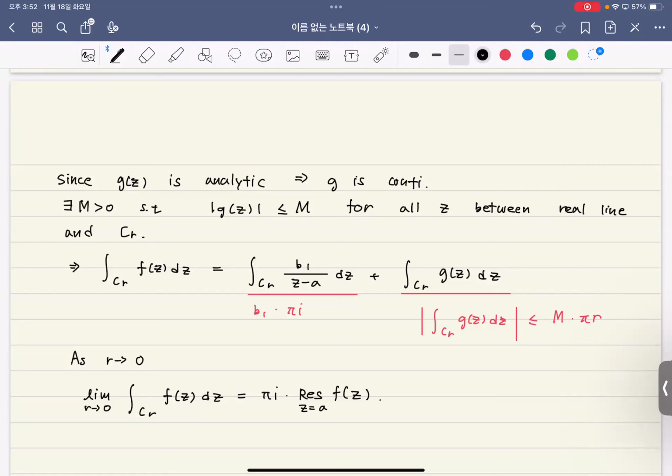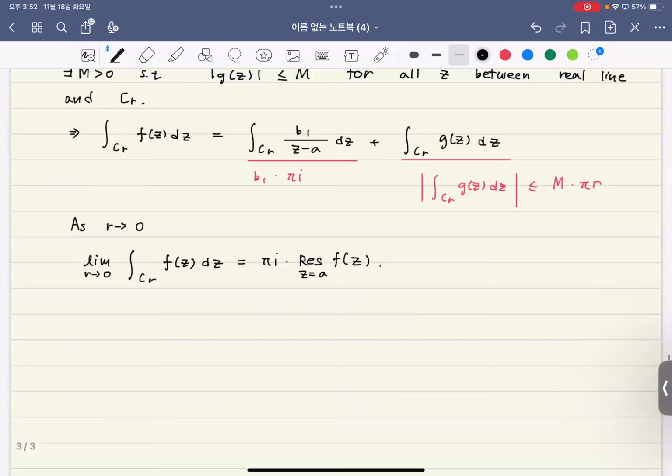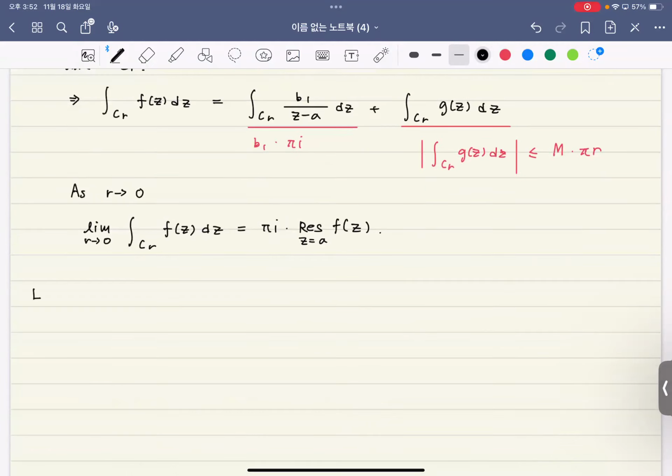And this actually gives some idea how to compute the Cauchy principal value of some function which has a simple pole at z equals a. And I have a very important application of this theorem. I want to introduce just one more lemma before I show you the important theorem.